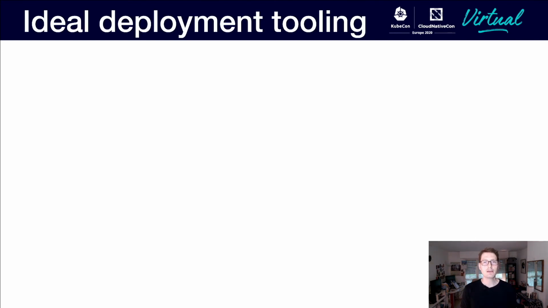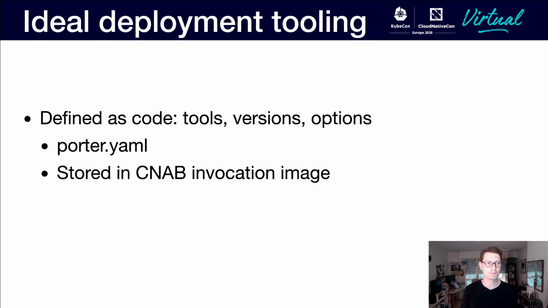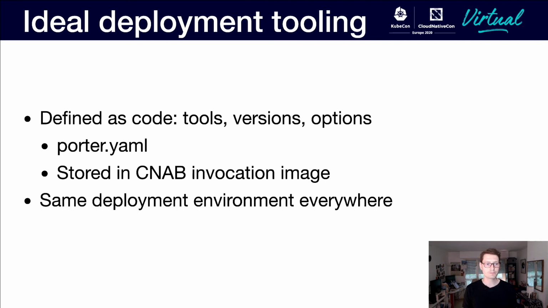Let's talk about that in light of what I outlined as the ideal deployment tooling. So we defined it as code inside the porter.yaml. We defined the versions we wanted, we defined which tools we needed, and we defined which options we wanted to use. We stored all of this inside the invocation image of the CNAB so that I didn't need to have any of this on my local machine.